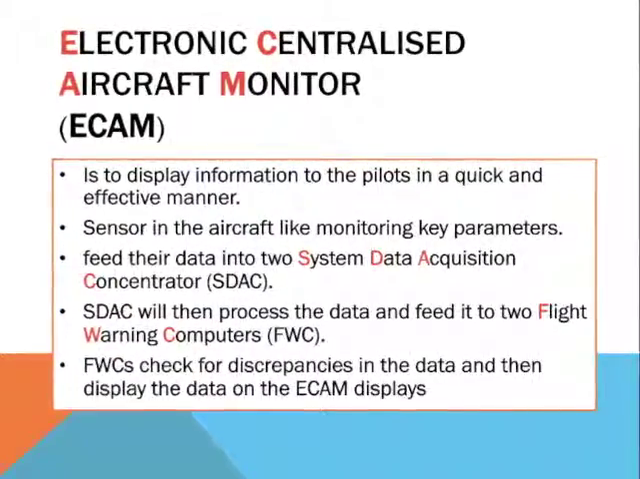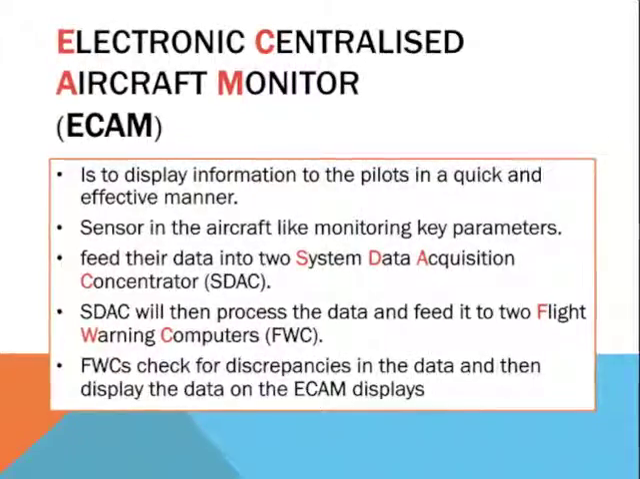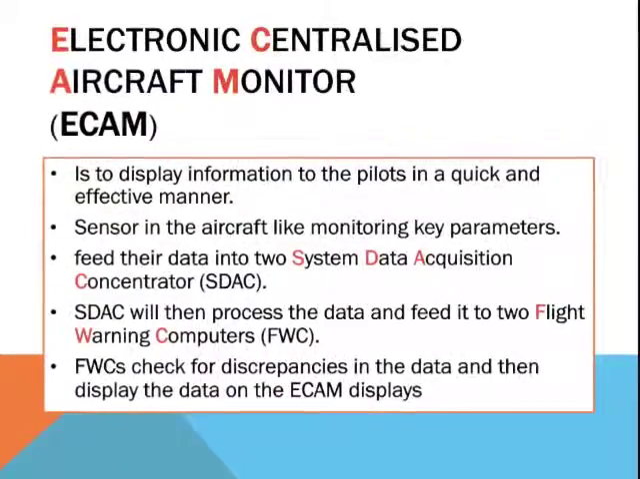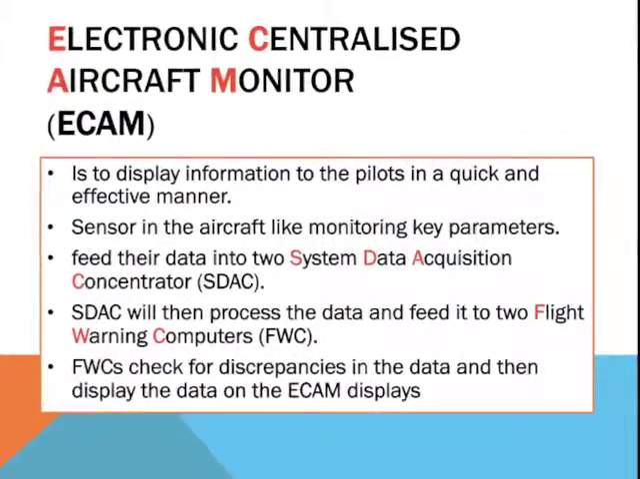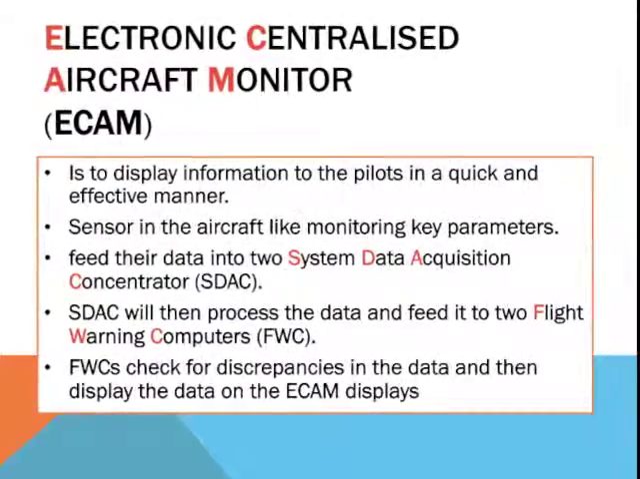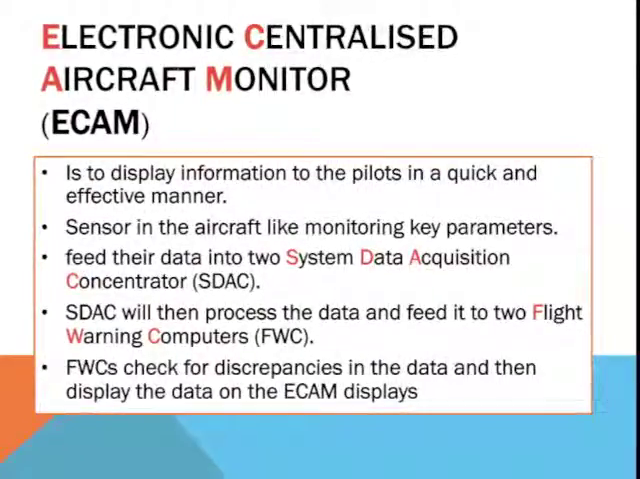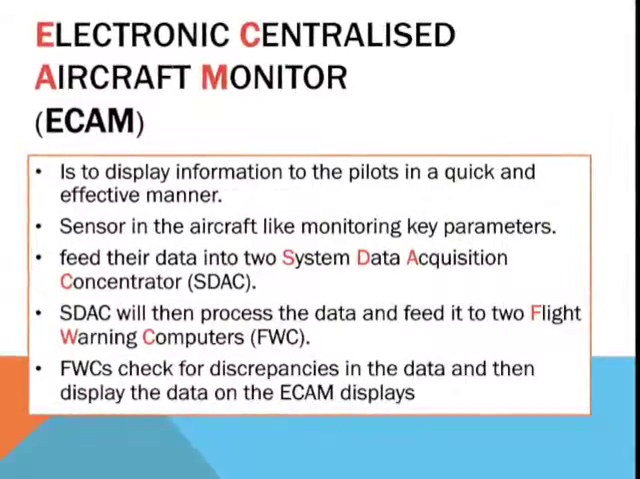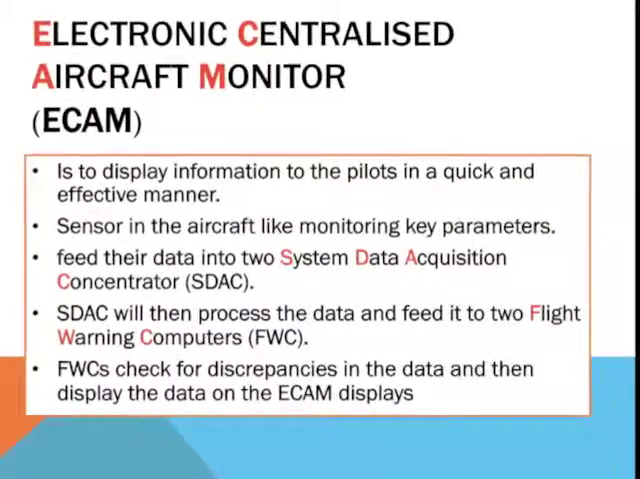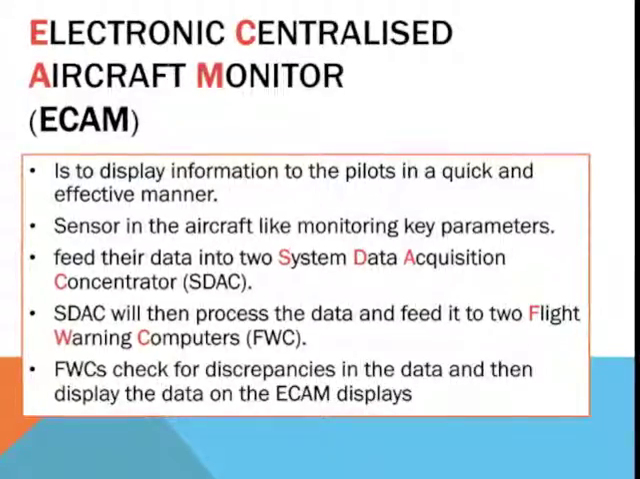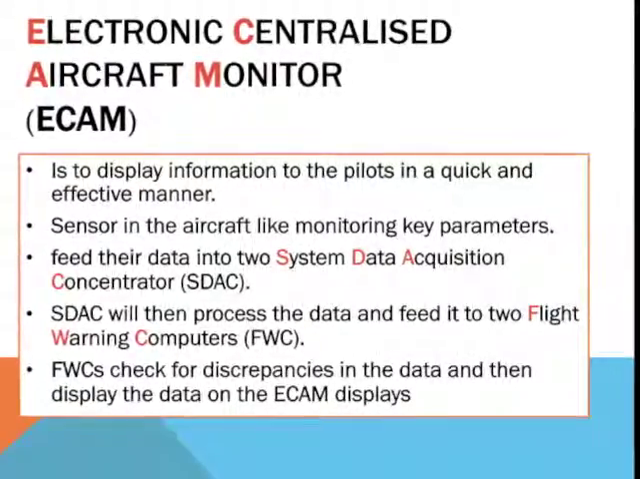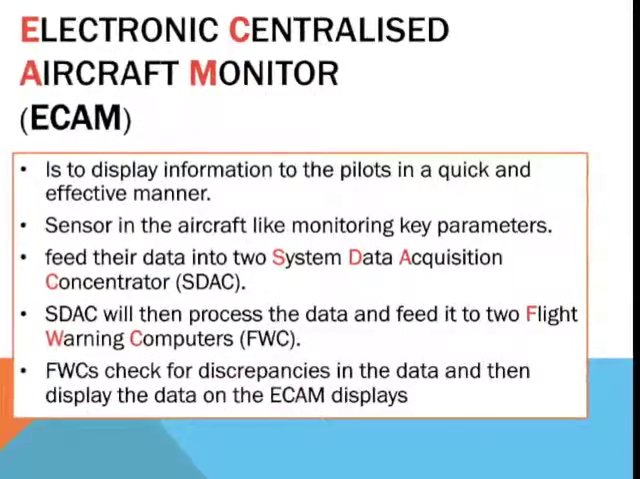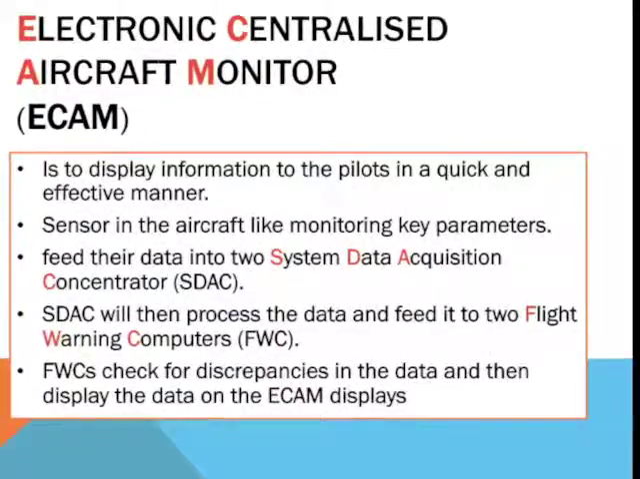ECAM is to display information to the pilot in a quick and effective manner. Sensors in the aircraft monitor key parameters. They feed their data into two SDACs. The SDACs will then process the data and feed it to two flight warning computers, which are the FWCs. The FWCs check for discrepancies in the data and then display the data on the ECAM displays.